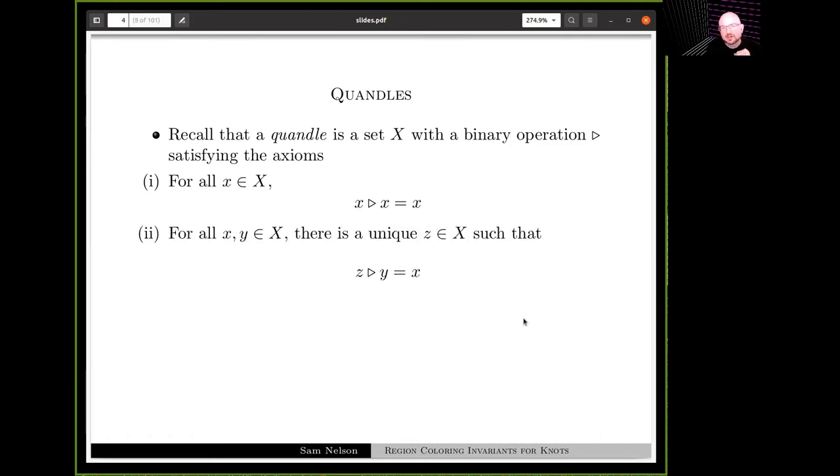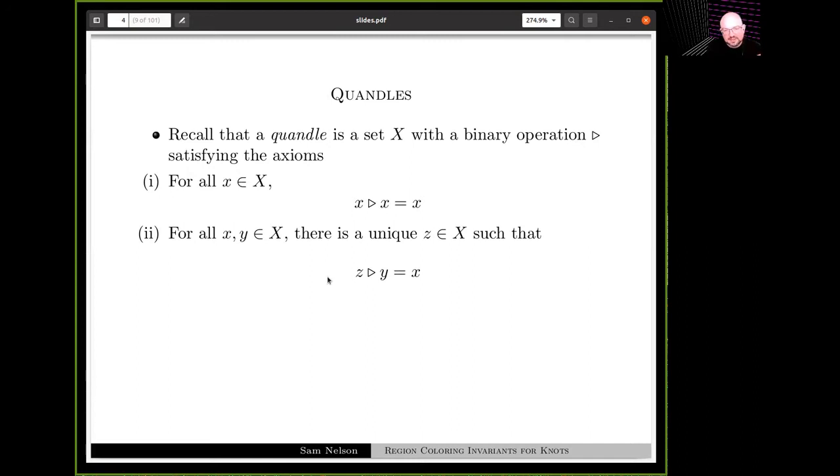Secondly, given any pair of quandle elements X and Y, there's a unique element Z in the quandle so that X is Z triangle Y. One way of thinking of that is that we can solve the equation X equals Z triangle Y for Z, right? Another way of thinking of that is that the action of Y on the right is invertible. But it's not symmetric. It's not invertible on the left in general. So we call this right invertibility.